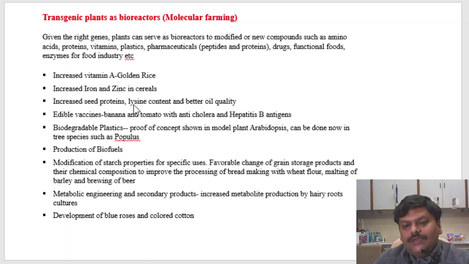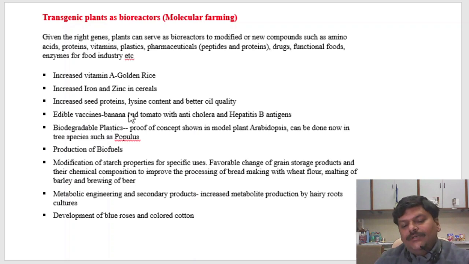So high lysine content crops are made, and crops are also being made through transgenic technology which show better oil quality. Oil is basically a composition of many types of fats, and it has been found that polyunsaturated fats are good for health rather than saturated fats. So with the help of transgenic technology, transgenic mustard has been made which shows better oil quality.